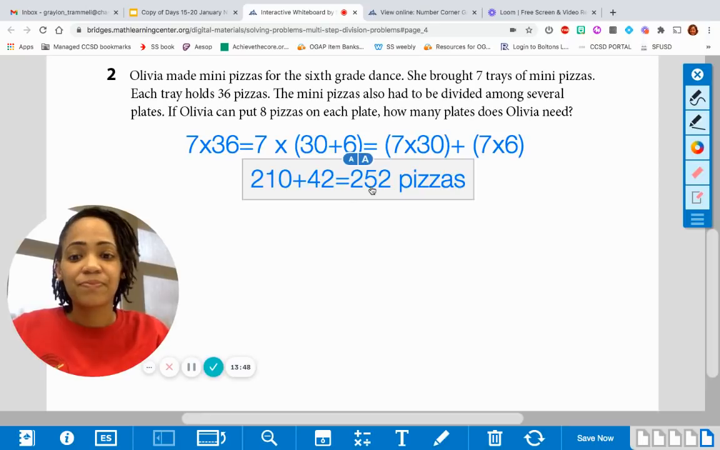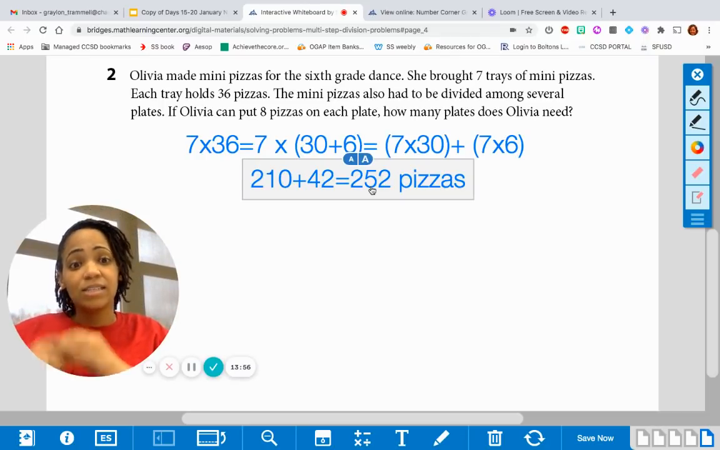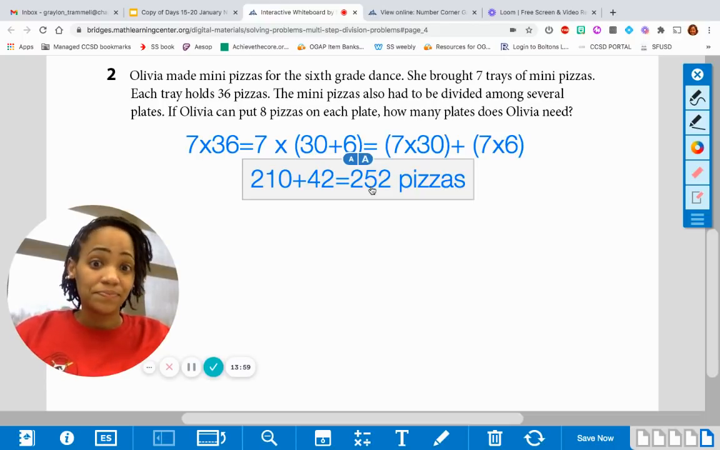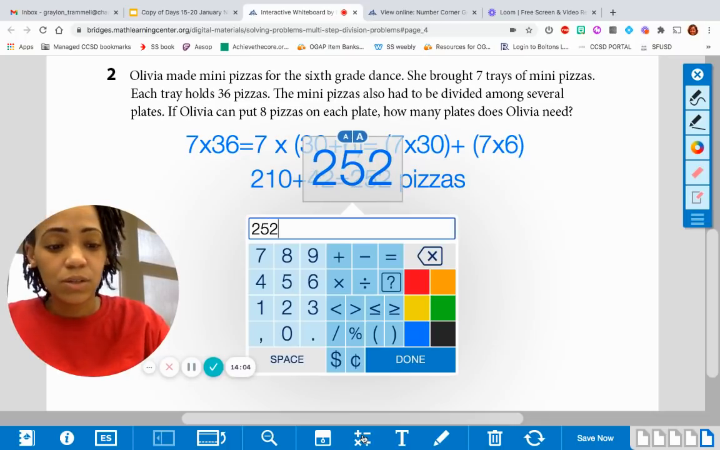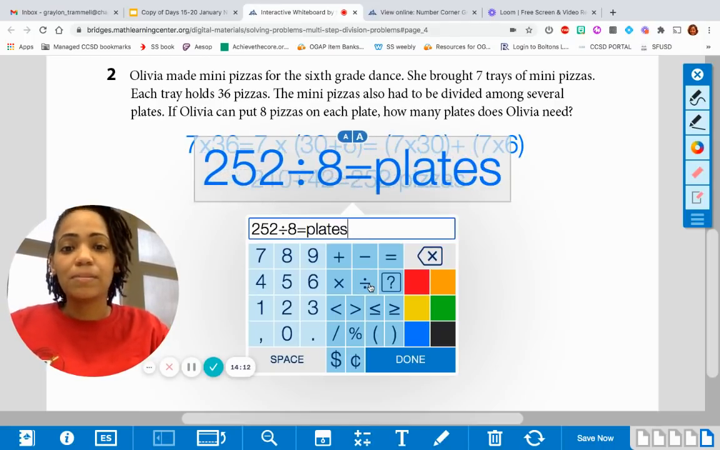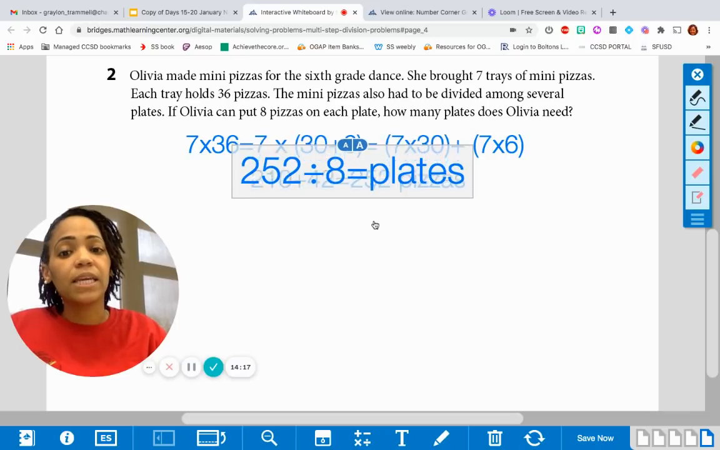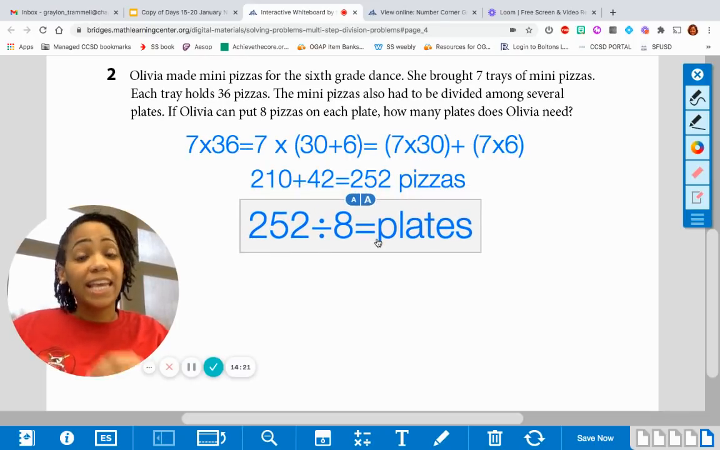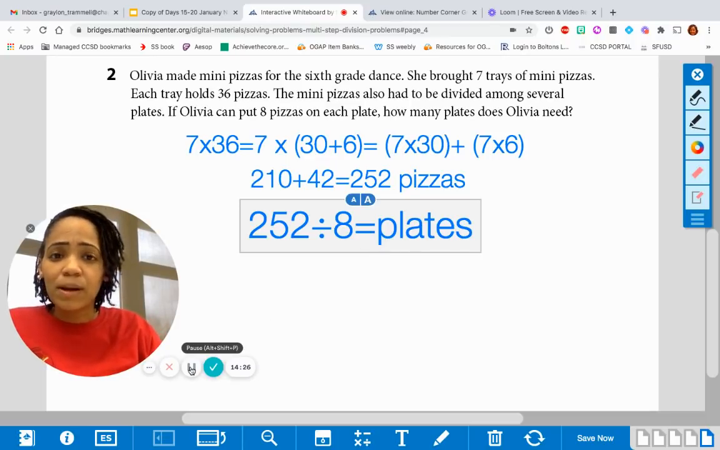Okay, so we've done the first step. Are we done? No. Now we need to put 8 on each plate. Okay, so how many plates does she need? So our equation now is 252, and we're going to divide that by 8. And that'll give us how many plates we need. Okay, so it looks like in this problem we know how many are in each group. And we need to figure out how many groups there are. How can we work this problem out?